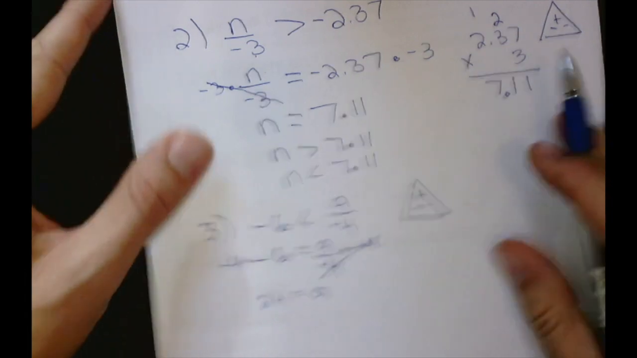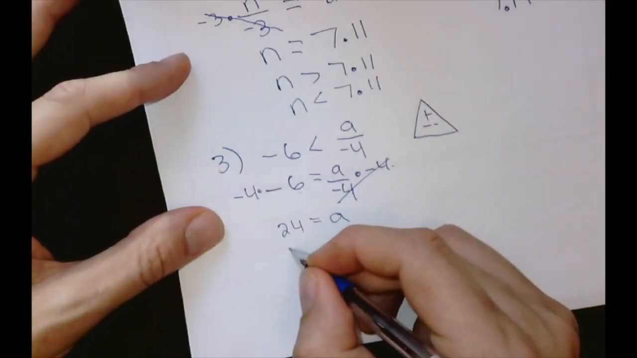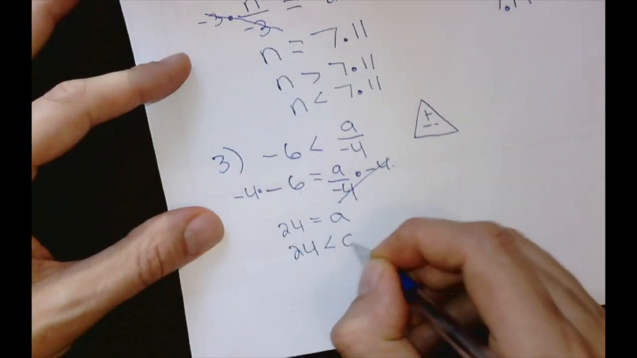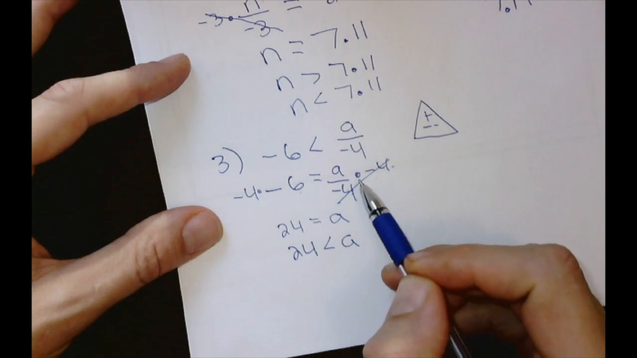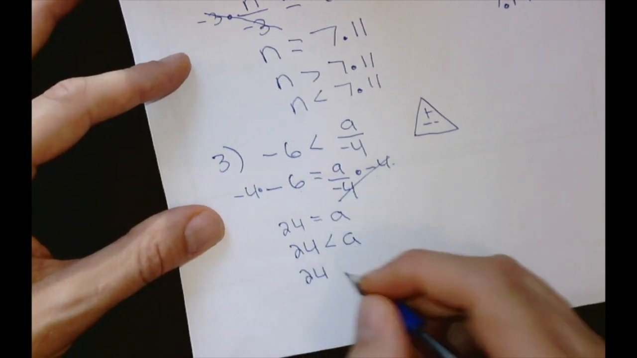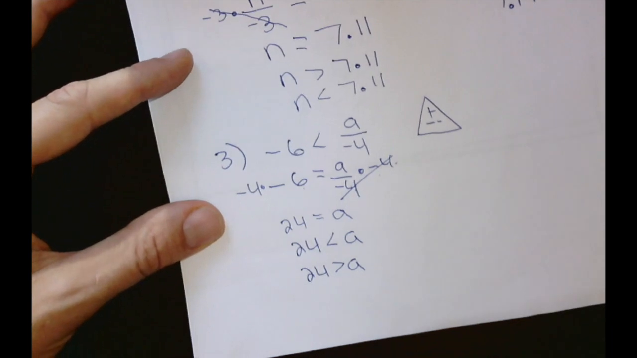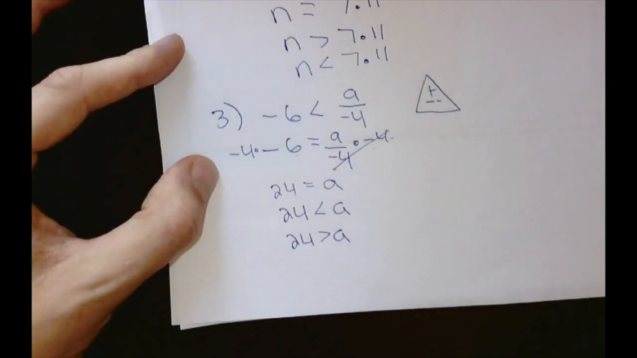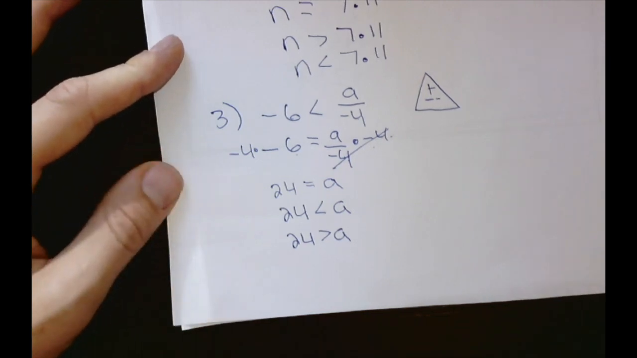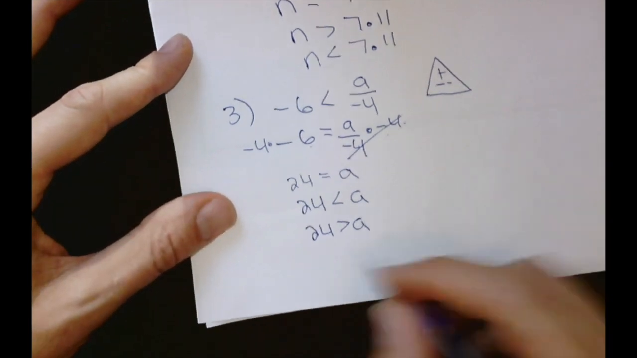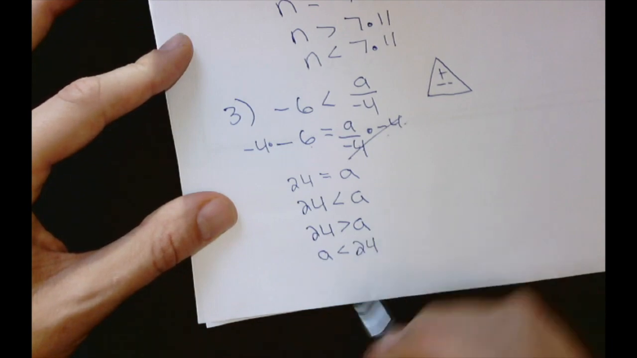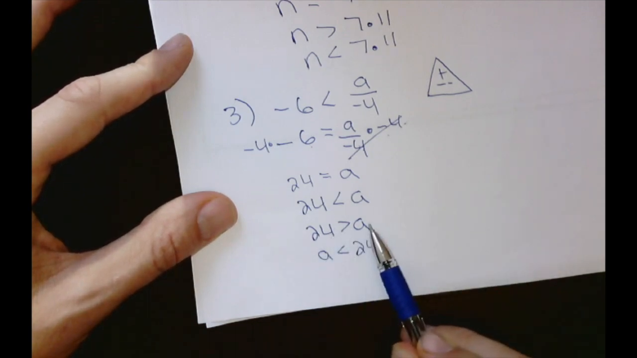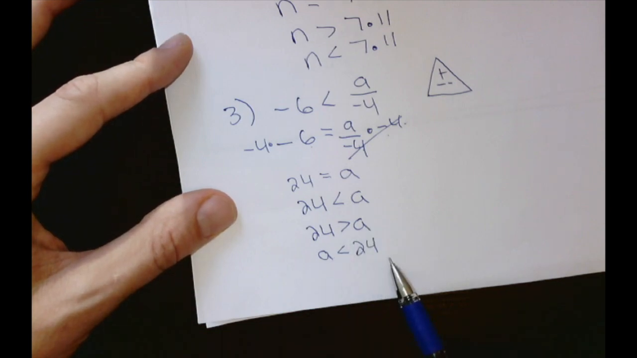Since I'm not solving an equation, I have to put back my inequality sign. Notice how there's a negative in my coefficient, and I multiply both sides by a negative. Therefore, I had to flip my inequality sign. Now, to be consistent with what we've been doing in class, we want to write our answer with the variable on the left side. So now I'm going to write this as a is less than 24. Remember that 24 is greater than a is the same thing as a is less than 24.